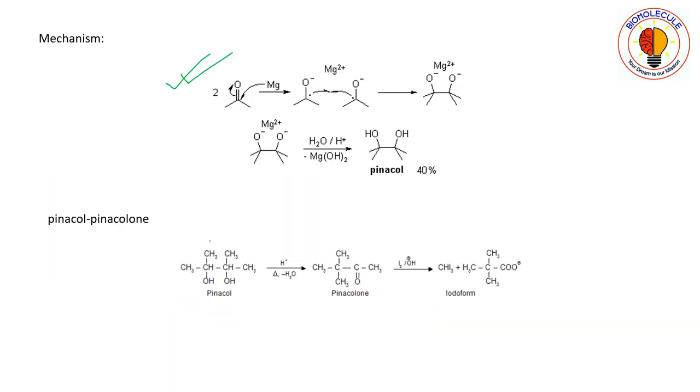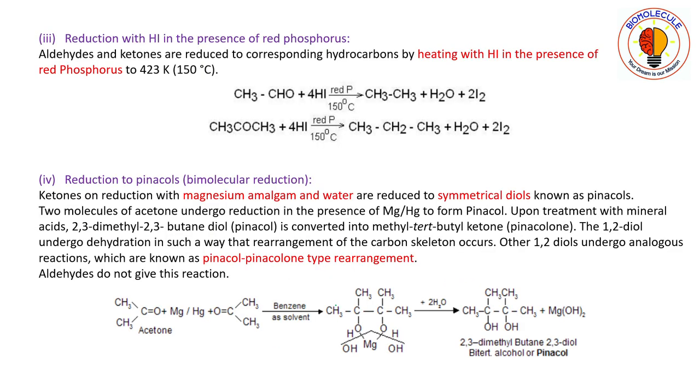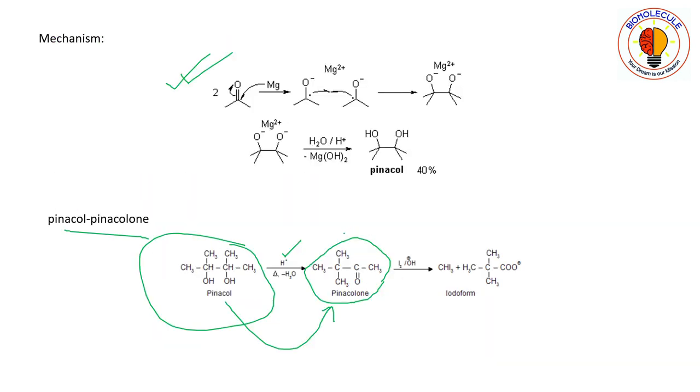So now this is the pinacol-pinacolone rearrangement. See here, this is the pinacol. You treat it with mineral acid, you will get pinacolone. Now you can see here that, particularly for this example only, this pinacolone has this ketomethyl group, or the alpha methyl group, next to the carbonyl group.